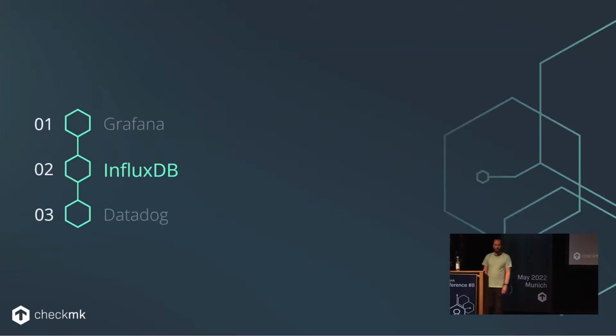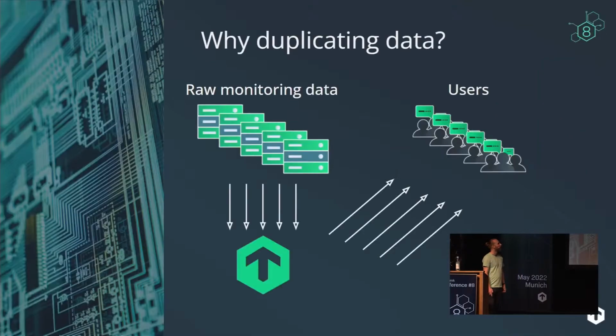So I lied a little bit, because I said duplication of data is always wrong. And if that were true, I would have nothing to tell about InfluxDB, because it's about duplicating data. So the truth is, obviously, that there are reasons why you want to duplicate data.